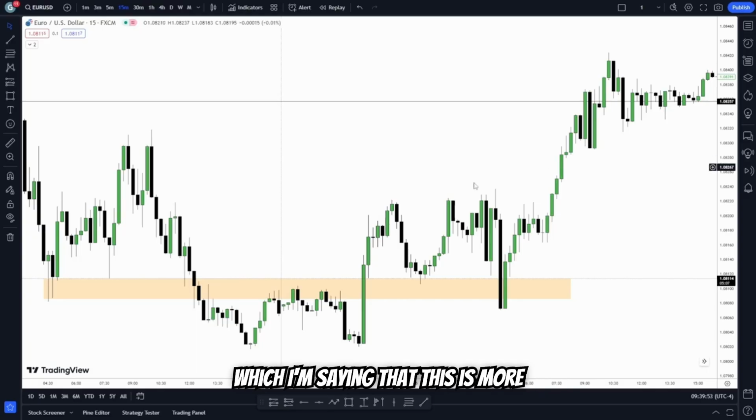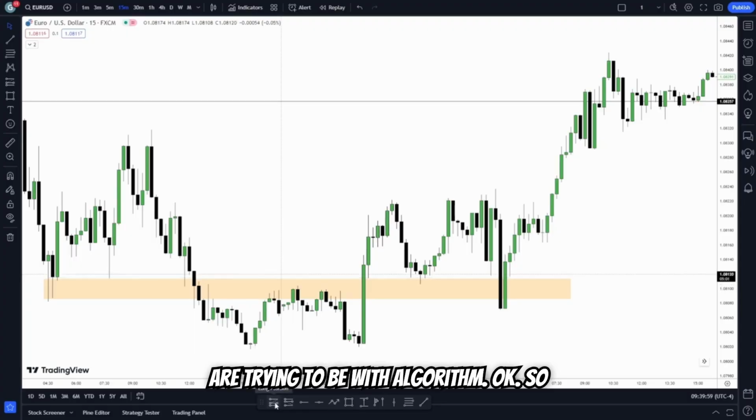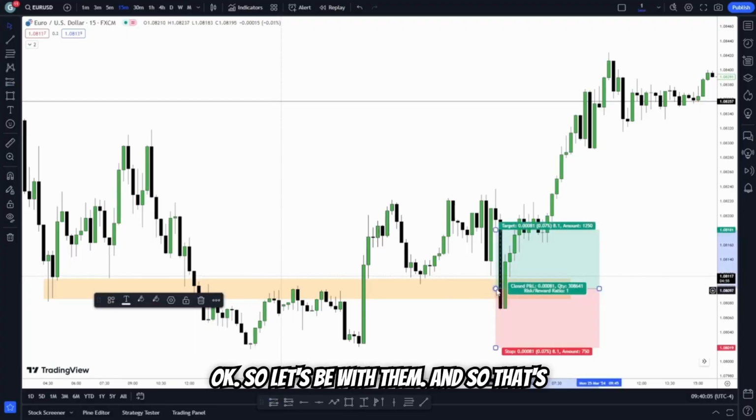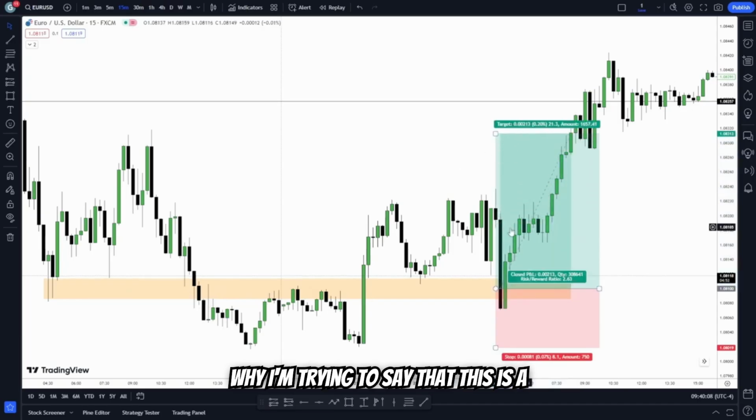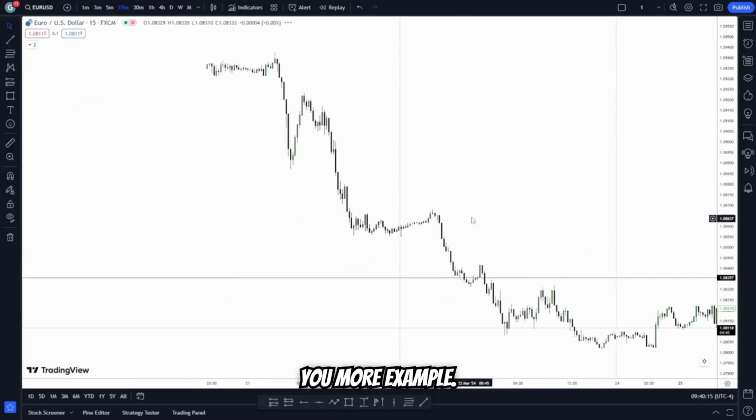But the thing which I'm saying is that this is more accurate, because you're trying to be with those big guys, and you're trying to be with the algorithm, okay. So that's why it's good to be with the algorithm. You cannot fight with them, okay. So let's be with them. And that's why I'm trying to say that this is a setup which the retail traders use, the break and retest. I should show you more examples.